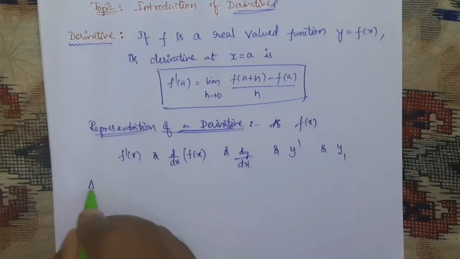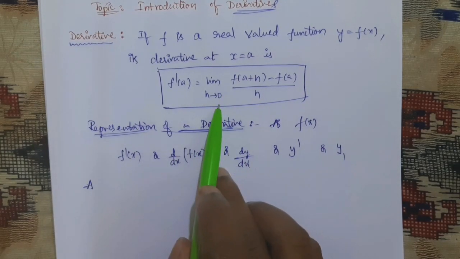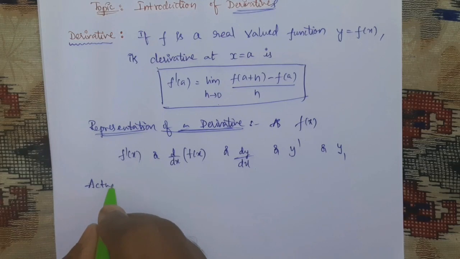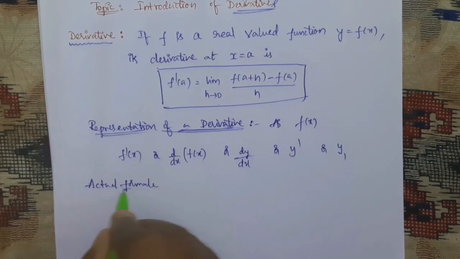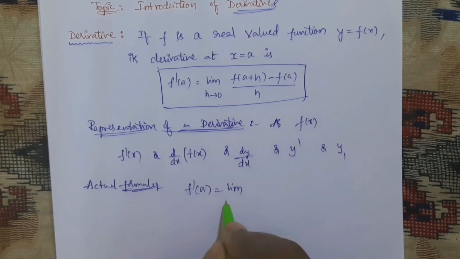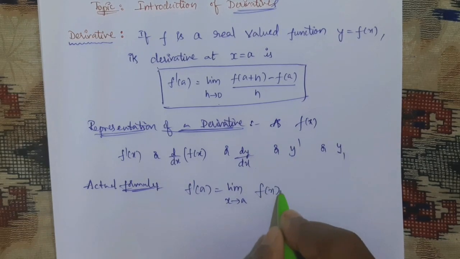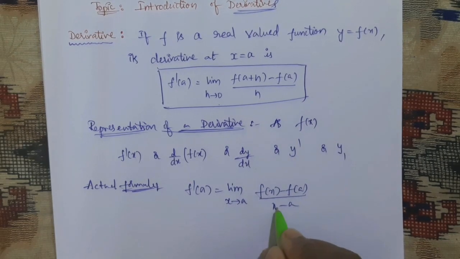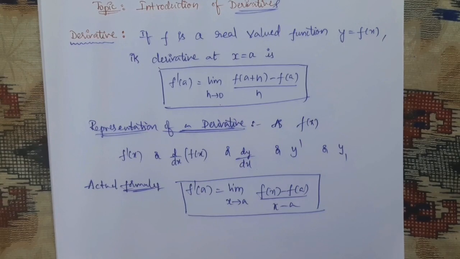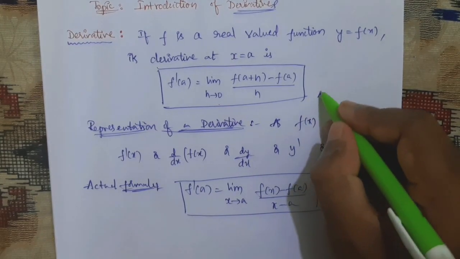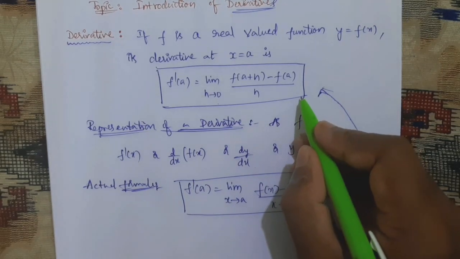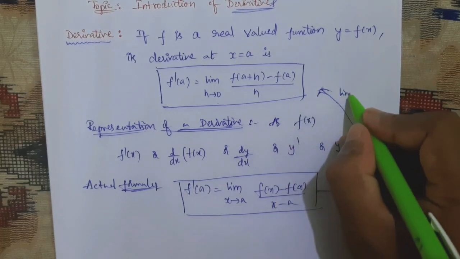Now, as we have considered f dash of a is equal to limit h tends to 0 f of a plus h minus f of a by h, but the actual formula for derivative I will write, you see. Here the actual formula is f dash of a is equal to limit x tends to a f of x minus f of a by x minus a. These two formulas are both the same only, but this formula we will get through this one only. This formula we will write directly by considering that the limit exists.